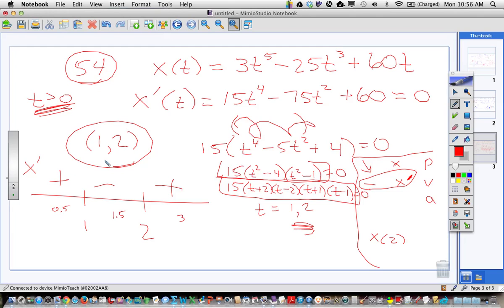Okay? So whenever you see that, here's a particle with a position, or here's a position function. When's it moving left? When's it moving right? That's its velocity. When's its velocity positive or negative? Its velocity is the derivative. When's the derivative positive, negative? Is what you do when you do a number line graph. You find out when the derivative is 0, and then you check in between to see when it's positive, negative.